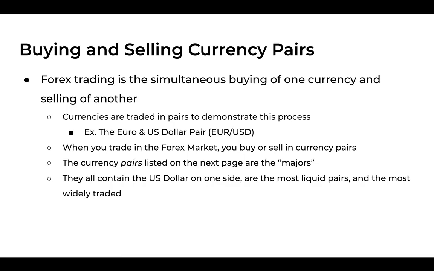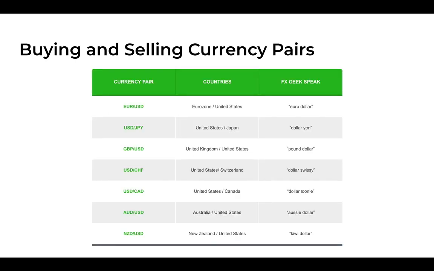The currency pairs listed on the next page are the majors, which we just listed before this, and they all contain the US dollar on one side and are the most liquid pairs and some of the most widely traded as well. So here are the pairs. These are again the majors, and these are the pairs that are traded most widely. We have EUR/USD, USD/JPY, GBP/USD, USD/CHF, USD/CAD, AUD/USD, NZD/USD. So you guys can go through those, pause the screen if you need to, just to review these.